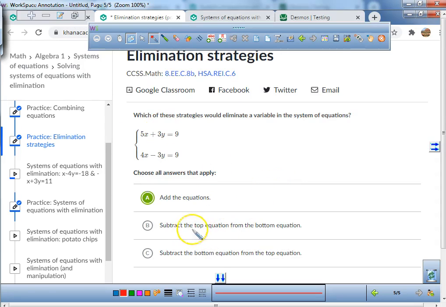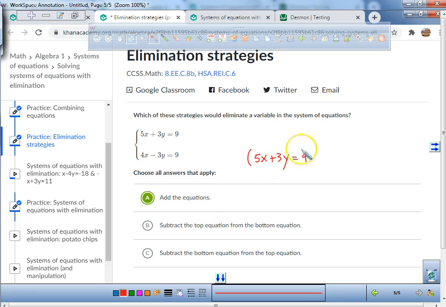Now, if I subtract the top equation from the bottom equation, these would not be eliminated. If I took the top equation, which is 5x plus 3y equals 9, and I took it away from the bottom equation, I want you to understand nothing would get eliminated because all of these would become negative. Now the 9's would eliminate, but that's not a variable.